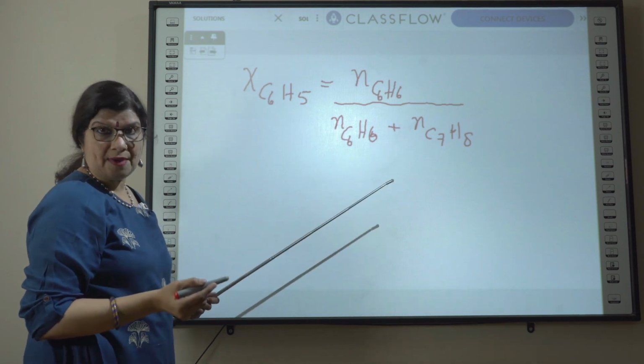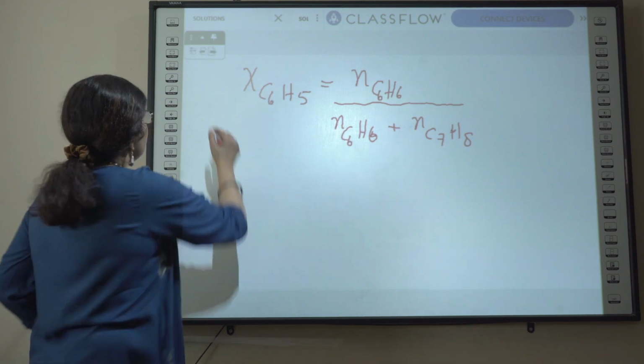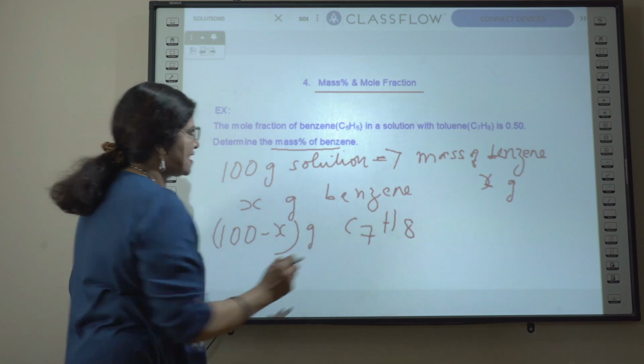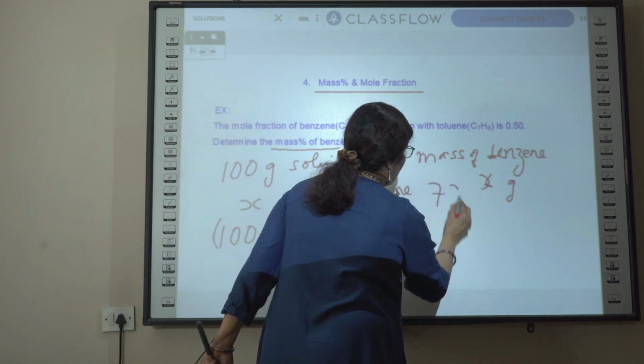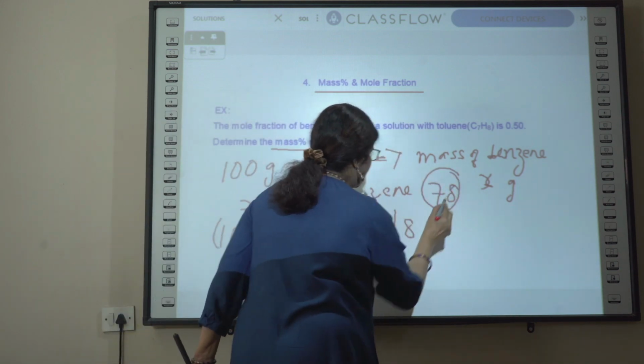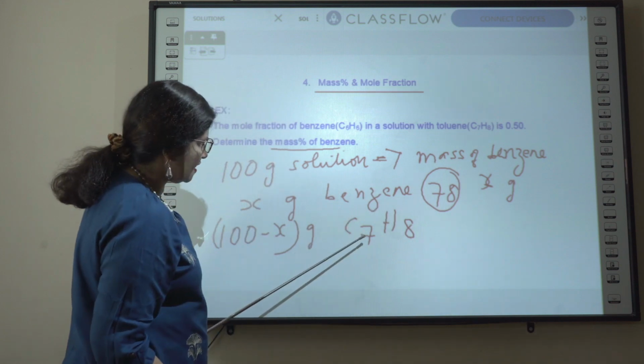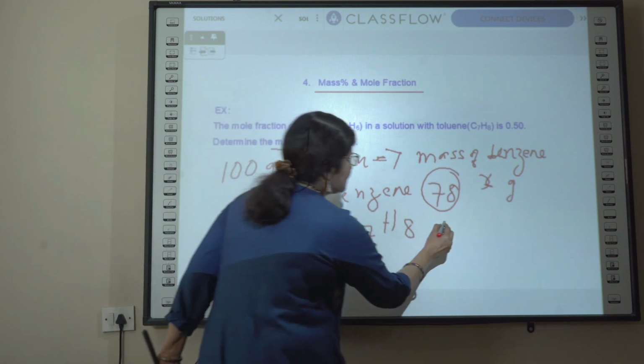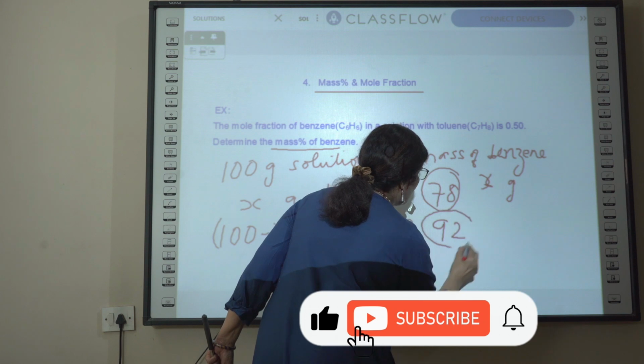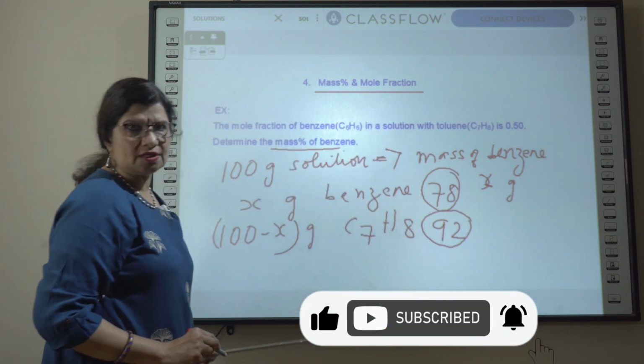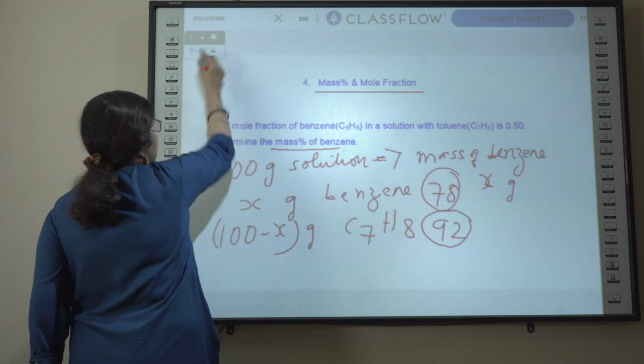We know the molar masses of these compounds. The molar mass of benzene is 78, and for toluene it will be 12 sevens are 84 plus 8, 92. 92 is the molar mass of toluene. We need all this information to substitute in this formula.